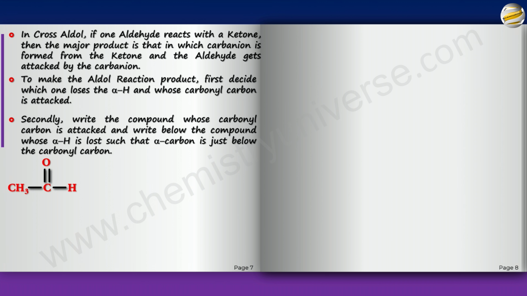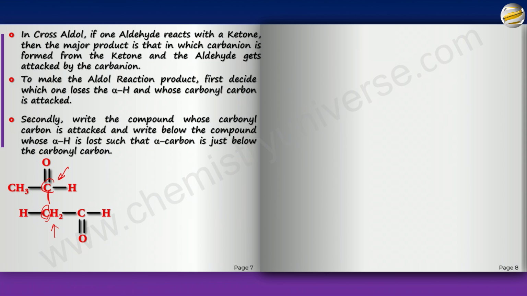Now I'm taking 2 molecules of acetaldehyde, so it's not going to be much of a problem. So here I'll show you. First I take 1 molecule of aldehyde and I write that one whose carbonyl carbon will get attacked. Now obviously this carbonyl carbon is going to get attacked. This is why I'm writing it first. Now I'll write the aldehyde whose alpha H will be lost to form a carbanion. Since both of them are the same aldehyde, it doesn't matter. But if they were different aldehydes, it would matter. So first decide whose carbonyl carbon is attacked and which will form the carbanion, and write that alpha carbon just below this.